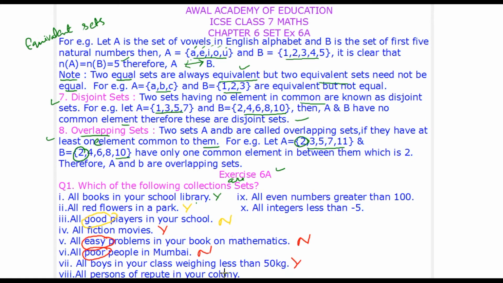All persons of repute in your locality: "repute" is a vague word in terms of sets, so it is not a set. Question number 9, part 9: all even numbers greater than 100. Yes, no vague word in it, it is a set. All integers less than -5, so it is also a set. Right students, now we will move on to the next part.